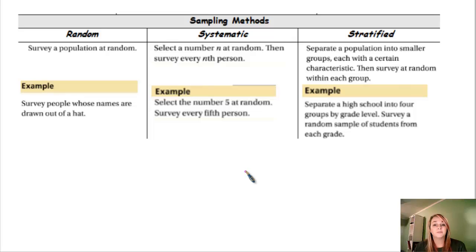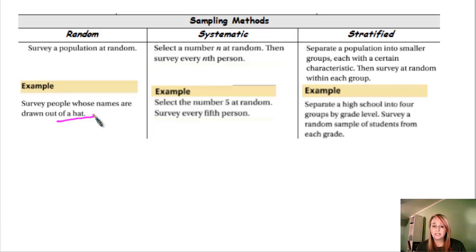Now let's look at different types of sampling methods. Remember, we talked about sometimes it's hard to question everybody in a whole population, and so you just want to take a small sample of that population. Well, there are three different ways that you can take that sample. The first we're going to talk about is called a random sample. In a random sample, you survey the population at random. So, for example, I might survey the people whose names I draw out of a hat. That's considered a random sample. It's just randomly drawn out of a hat.